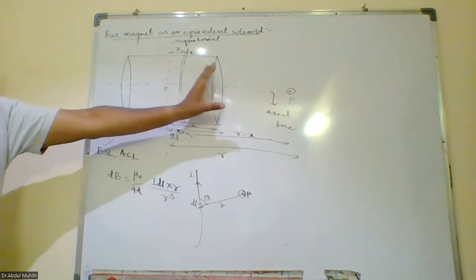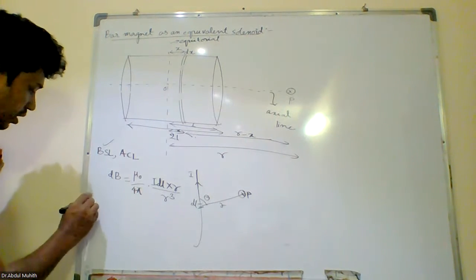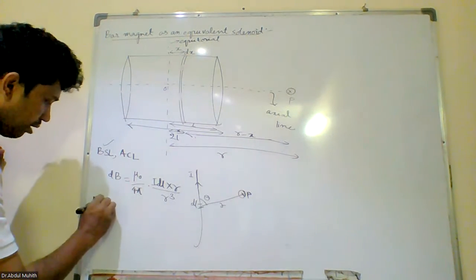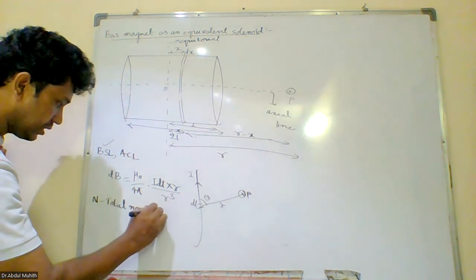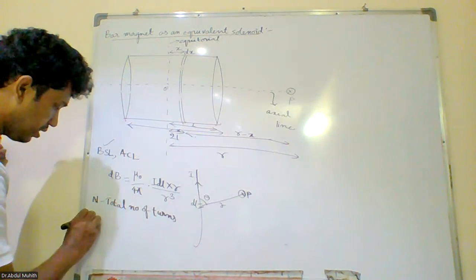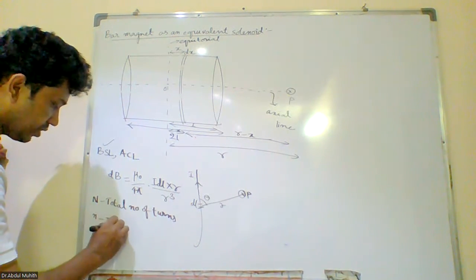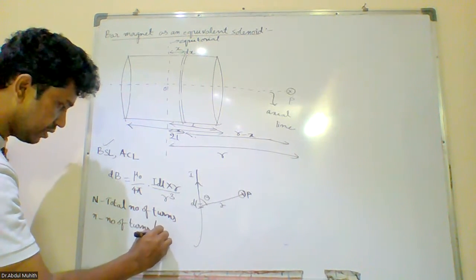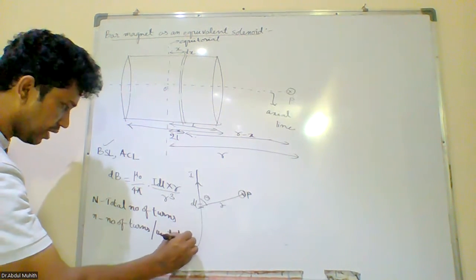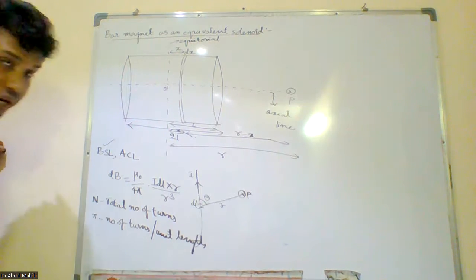So the total number of turns is N. Here I'll write that also. Capital N is the total number of turns. And what is small n? Small n is the number of turns per unit length. Number of turns per unit length, that is small n.